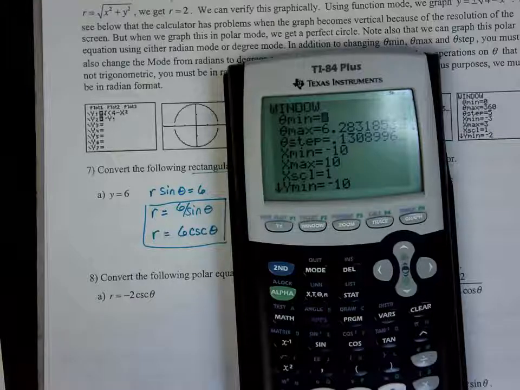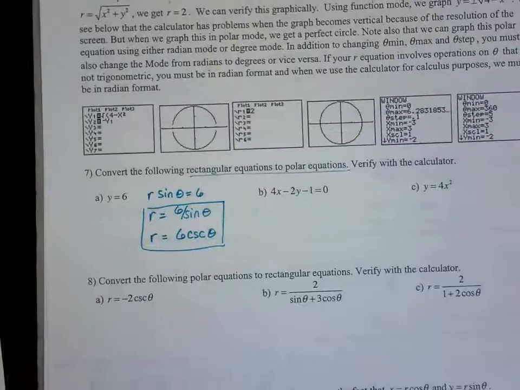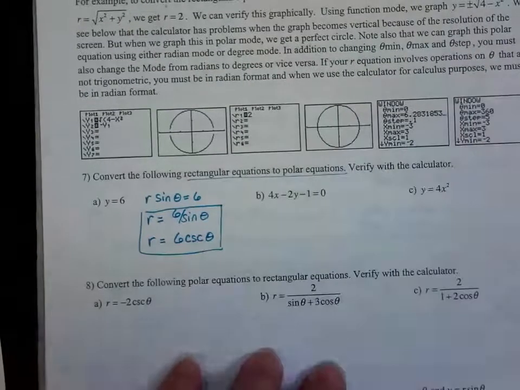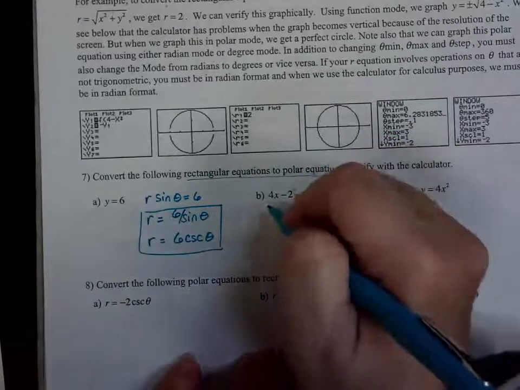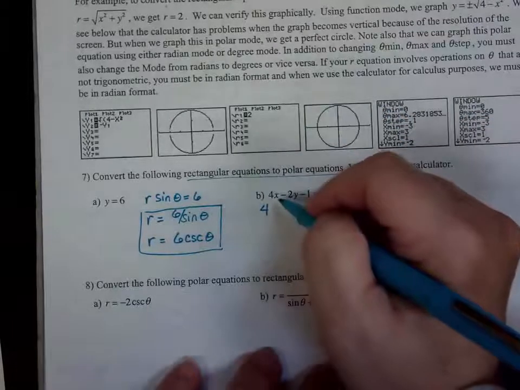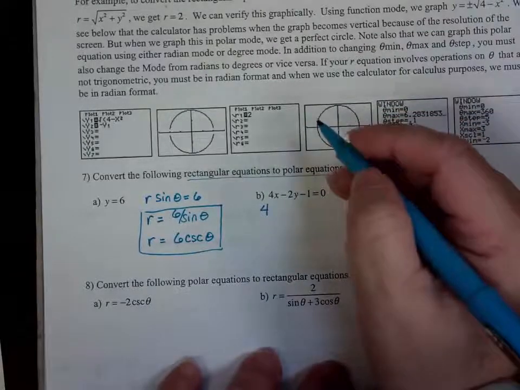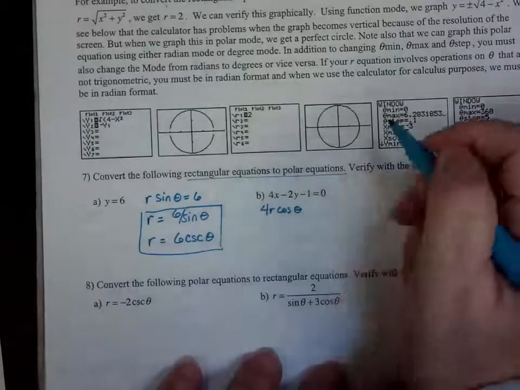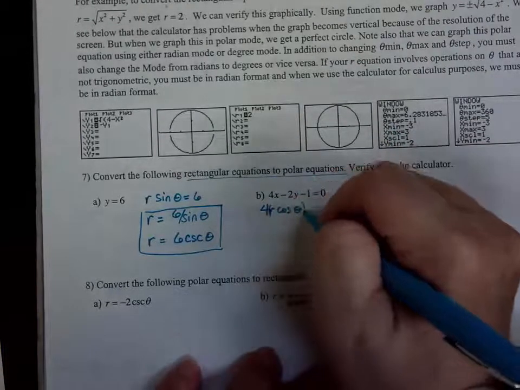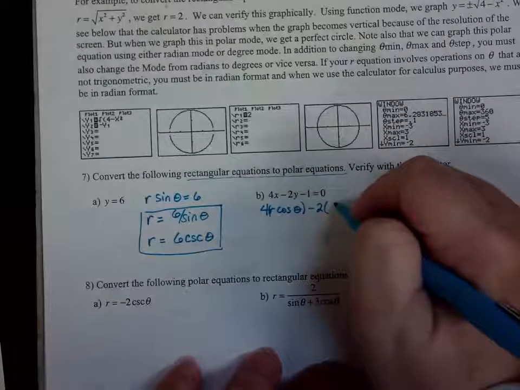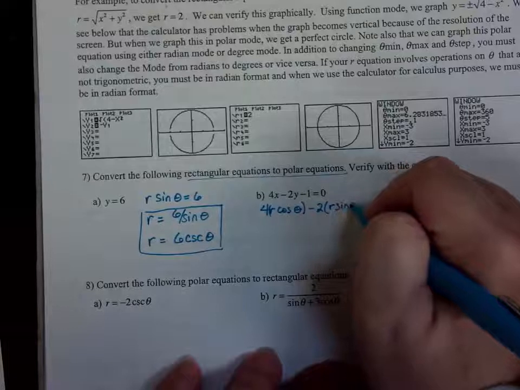Let's put the calculator aside. 4x minus 2y minus 1 equals 0. I want r's and thetas. So, based on what the chart said on the front, what does x equal in terms of r's and thetas? R cosine theta. That takes care of x. Minus 2. What about y? R sine theta minus 1 equals 0.